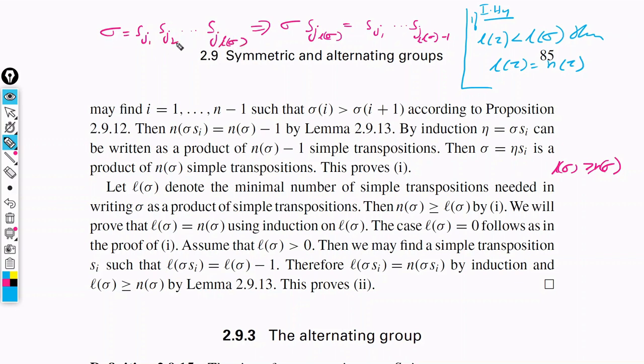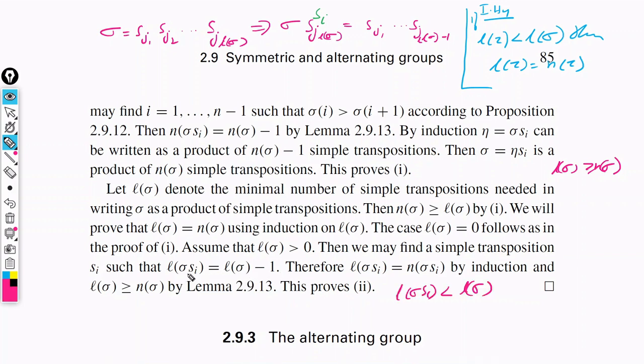Next we post-multiply both sides by this last transposition. So this becomes I. Okay, what about the left hand side? Sigma S_j(L(sigma)) equals S_j1 up to S_j(L(sigma)-1). So the right side contains only L(sigma) minus 1 simple transpositions. If we denote this transposition as Si, that means we can find a simple transposition Si such that L(sigma Si) equals L(sigma) minus 1. So now L(sigma Si) is less than L(sigma).